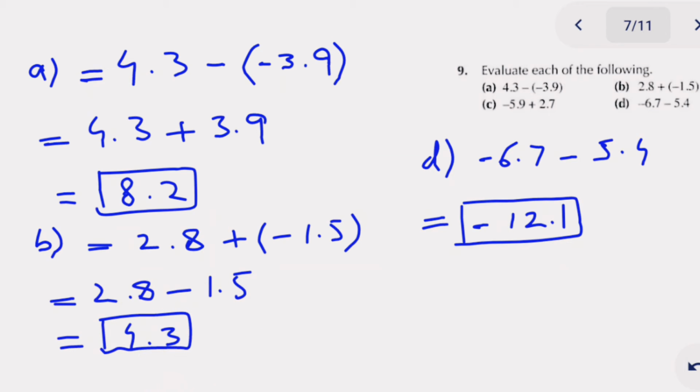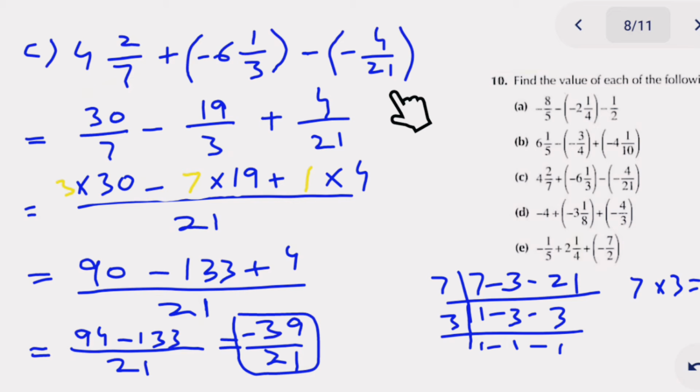and the answer is 4.3. In the D part, we have two numbers and both of these numbers carry the negative sign, so we add them: 6.7 and 5.4, and the answer is 12.1. But the sign with this answer is negative because the bigger number contains the negative sign.